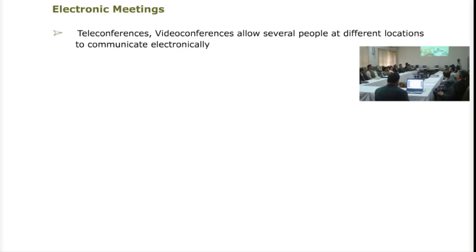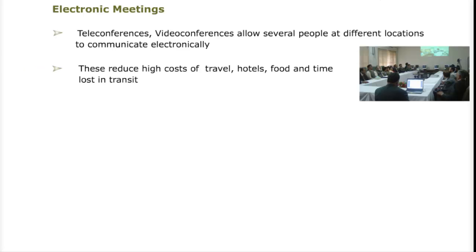Electronic meetings. Teleconferences and videoconferences are alternatives to face-to-face meetings that allow several people at different locations to communicate electronically. These electronic conferences can eliminate or reduce the high costs of face-to-face meetings, travel, hotels, food, and time lost in transit.